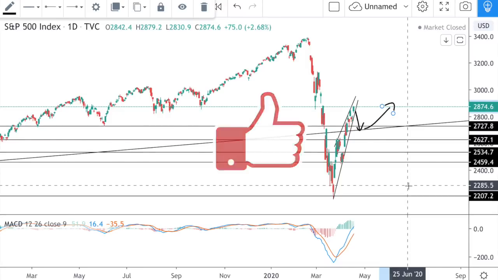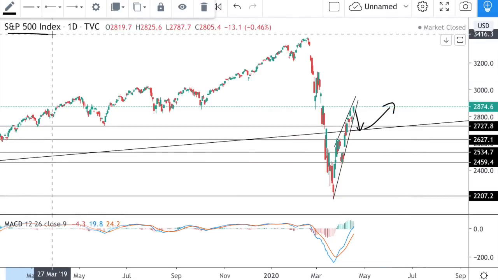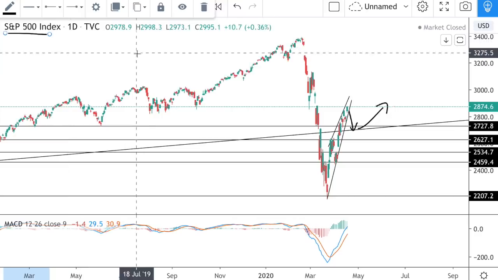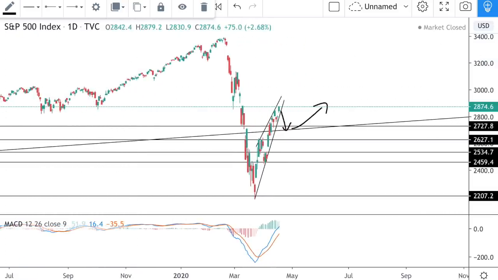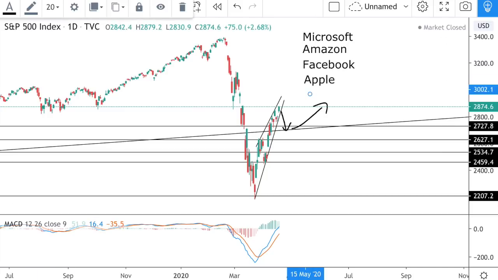Now, the S&P 500 is very tech heavy. We've got tech earnings coming up this week, a lot of big companies reporting their earnings. And so for that, we do need to take a look at what the S&P 500 is composed of. We've got the 5 main companies, which are Microsoft, Amazon, Facebook, Apple, and Alphabet.